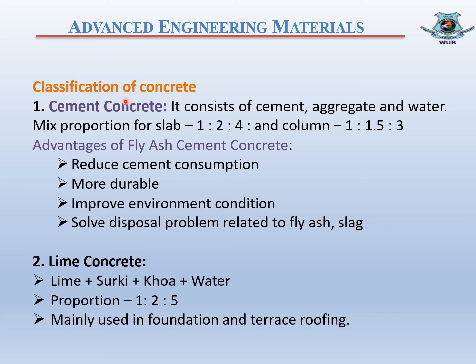Classification of concrete. Based on the preparation process, concrete is of several types. First, we will discuss cement concrete. Cement concrete is widely used in all important engineering construction. It consists of cement, sand and brick chips or stones of required size in the proportion of 1:2:4 or 1:3:6 unless otherwise specified. So in short, we can say cement concrete consists of cement, aggregate and water. The mix proportion for slab is 1:2:4 and that for column is 1:1.5:3.